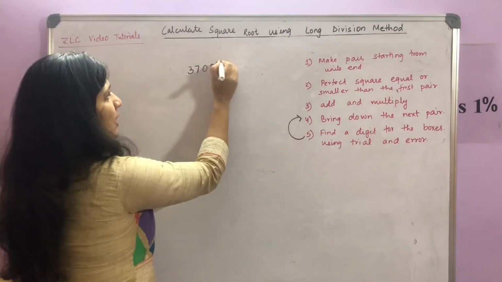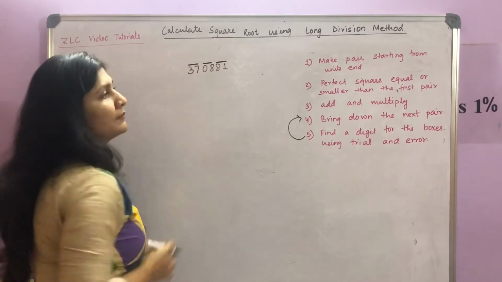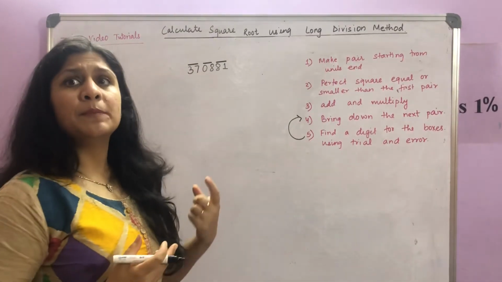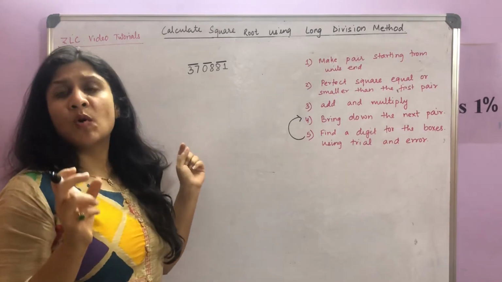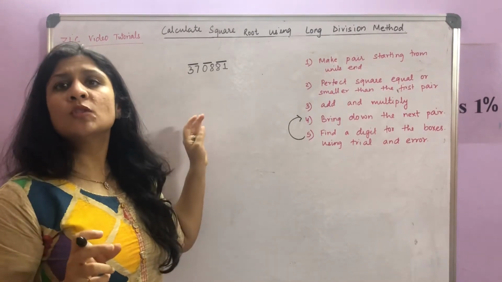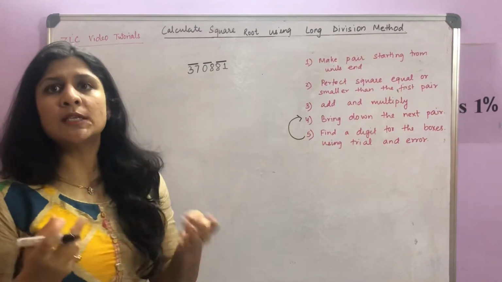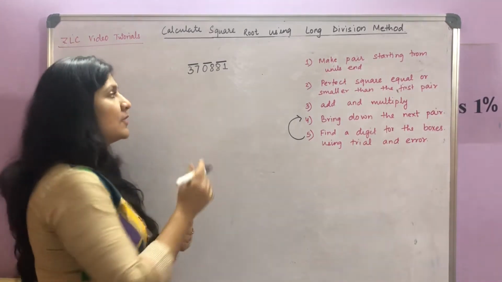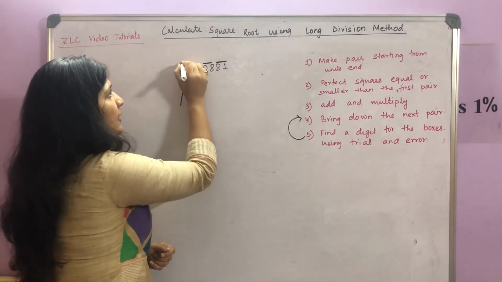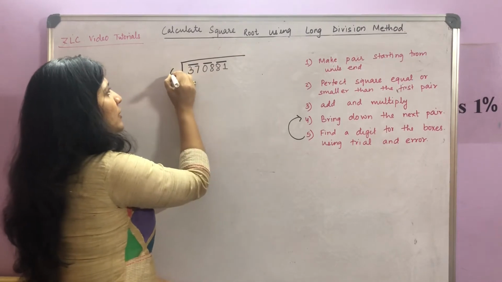So I'm going to start with making pairs. Now I'm going to find the biggest perfect square which is smaller than 37. So it is 6 into 6, 36. So my first answer is 6. I'm going to draw the line and I found the number 6.